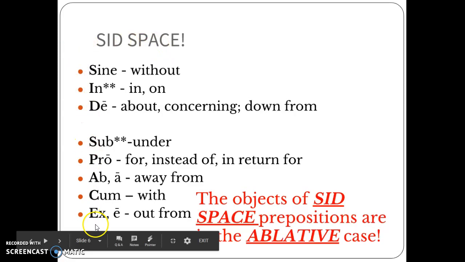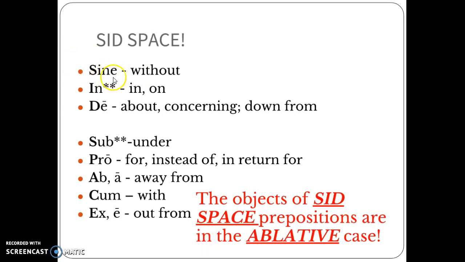So it's important to remember these, and that's why we call them SID space, so you can. So, you're going to want to write these down. The first S in SID stands for sine. Sine means without. The I stands for in. Notice these two asterisks here? We'll come back to that in a little bit. In means in or on.